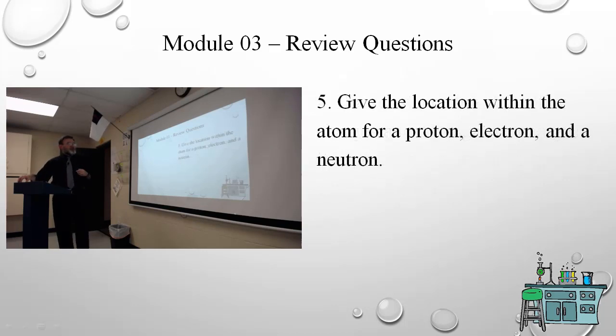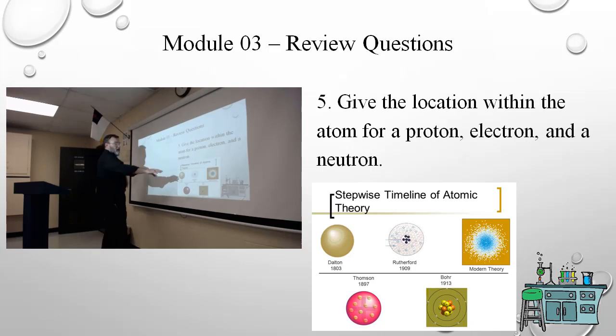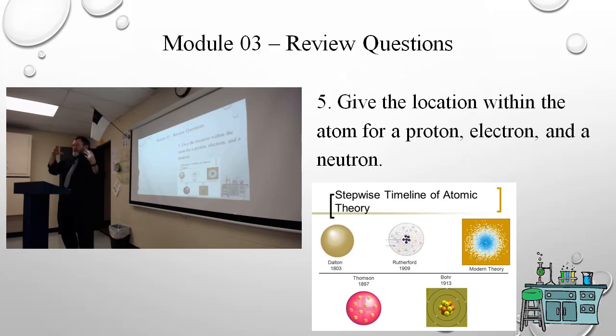Give the location within the atom for a proton, electron, and neutron. Of course, you could be real literal and say, according to which model? But according to our current thinking of the atom, where are the protons, electrons, and neutrons located? We've already said it once when we talked about Rutherford's model. Remember, going back to this, the protons and the neutrons are clustered close together, tightly packed in the center, the nucleus, and the negatively charged electrons exist outside of the nucleus, around that nucleus.